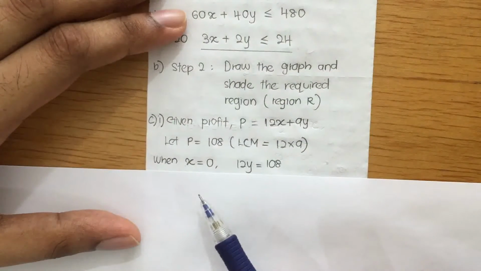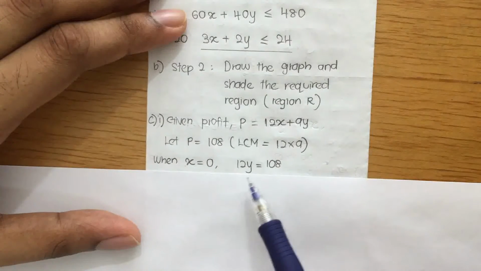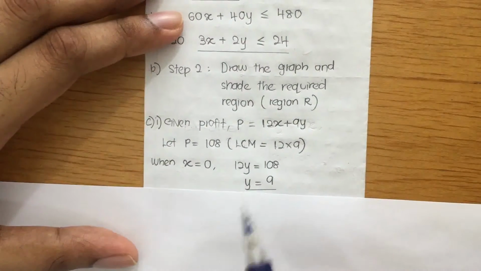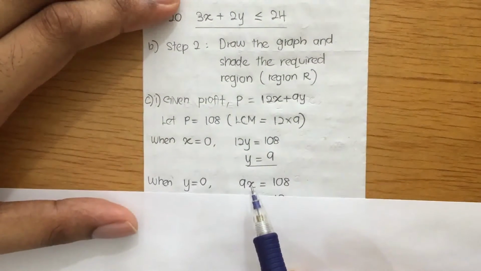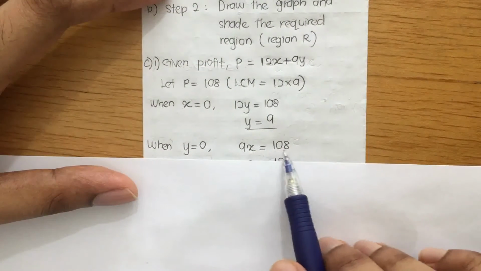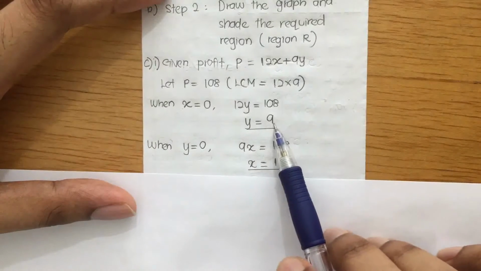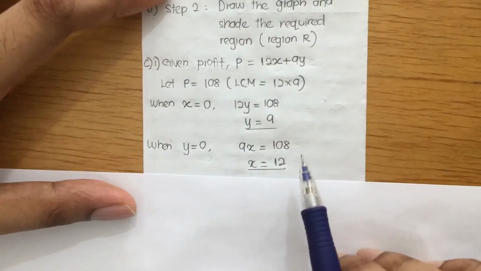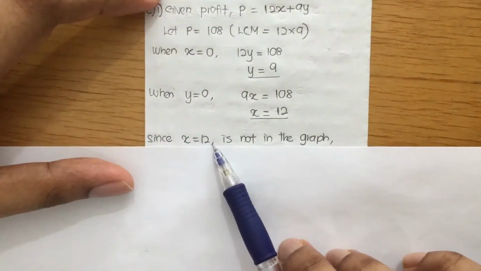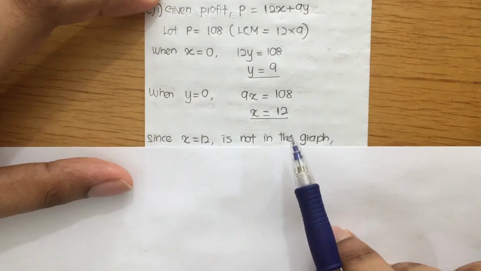But then you need to come up with 2 points, guys, so then only you can make a straight line. So when x equals 0, 12y equals 108, and then you get y equals 9. Okay, let us continue. And then when y equals 0, 9x equals 108, and you get your x-intercept equals 12. So this is your y-intercept value and this is your x-intercept value. But then if you notice in the graph paper, x equals 12 is not in the graph. So the graph is literally exceeded. The maximum we can obtain is 10.